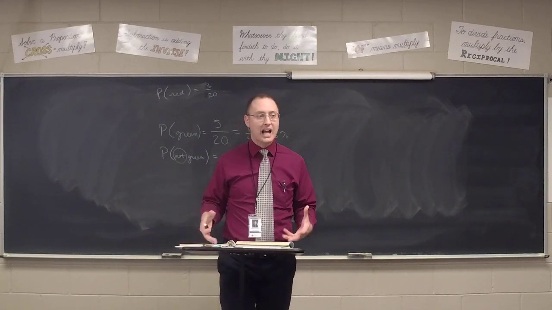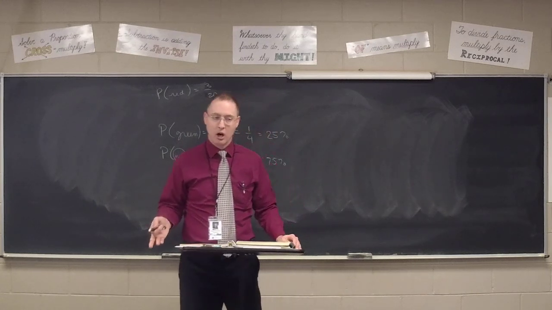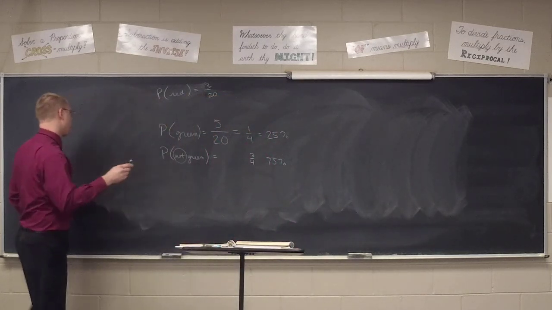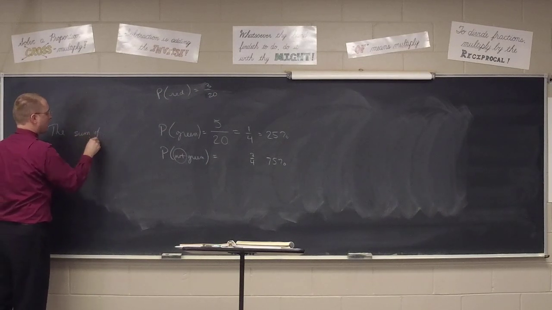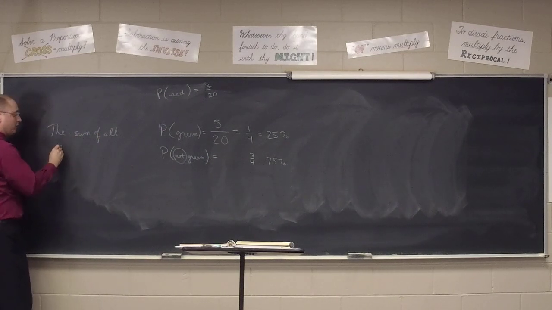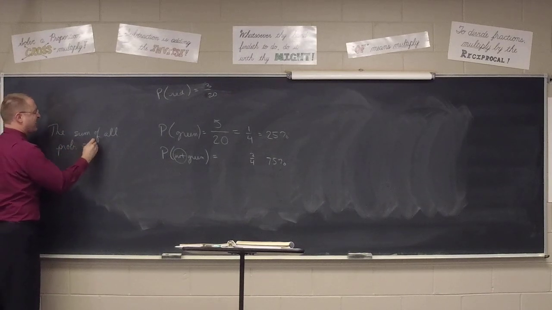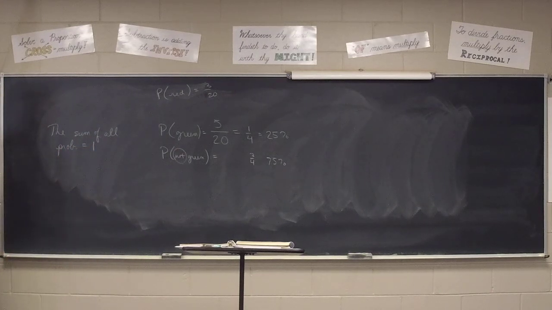But as far as actual possibilities, the sum of all probabilities has to equal 1. Write that off to the side, if you would, in your notes. The sum of all probabilities in a certain situation has to equal 1. I'm just going to write prob for probability, because that's a really long word and I'm lazy. The sum of all probabilities must equal 1.